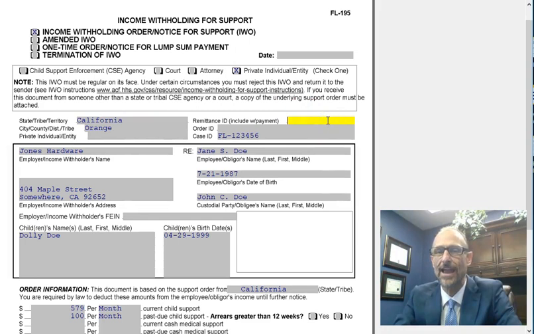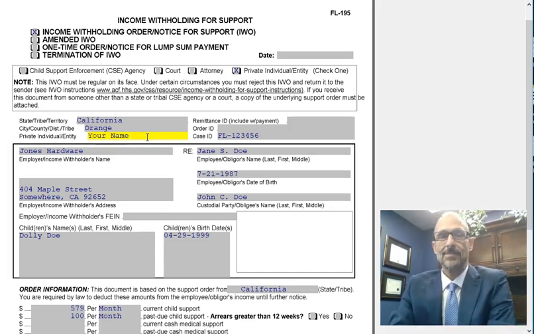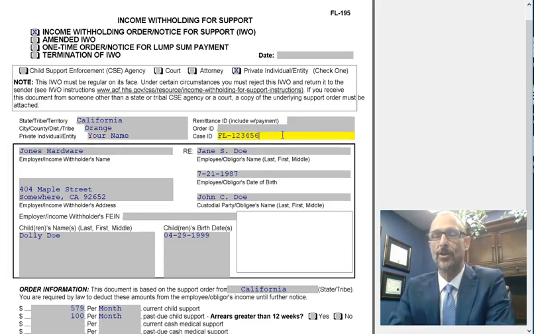It's going to ask for a remittance ID. You're not going to need that. County, so whatever county you live in or whatever county this is filed in, whatever county your order was from, that's the county you're going to mark in there. Order ID, you're not going to need that. Private individual entity, you can put your name in there. And then off to the right, you're going to put your case number in there from the courthouse.